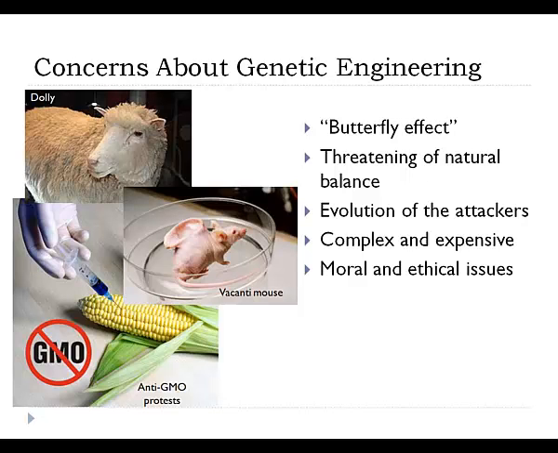Did I need those weeds? Did I need those bugs? What about evolution of the attackers? Those bugs aren't just going to stay static. Could those bugs evolve to get past the bug-resistant toxin that the plant produces?